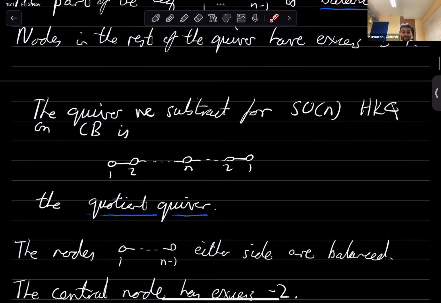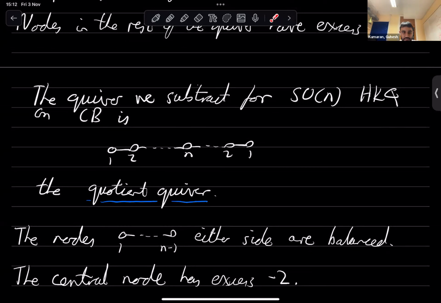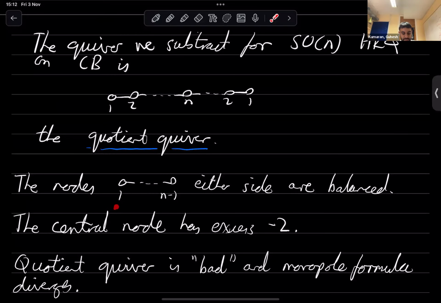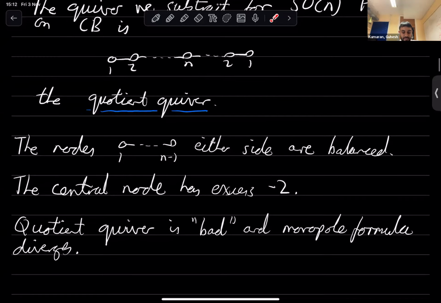Now, given this quiver, the thing we subtract is, oh, can you see it? Yeah. This quotient quiver, which looks like 1 to n, and then back to 1. So as before, the nodes on the leg 1 to n minus 1 on either side are balanced, but the central node has an excess of minus 2. And so this quotient quiver is bad in the sense of Gaiotto and Witten, and the monopole formula diverges. But what we can say is that the moduli space is typically smooth.